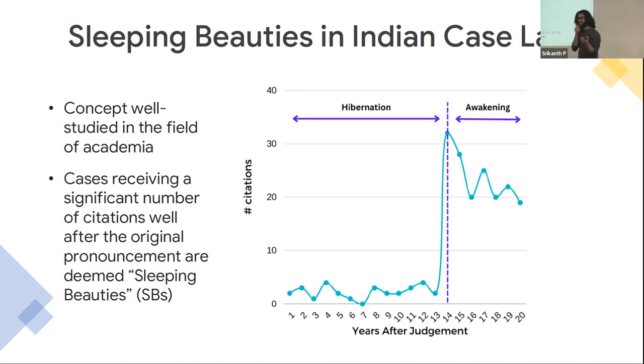We're trying to study this analogous concept of sleeping beauties in Indian case law. So what we do is plot the charts for all the case citations received by a single judgment or pronouncement from its inception to the present date. We look for the cases which didn't receive a lot of attention for a while, and then the attention they got suddenly blew up. We call them sleeping beauties.